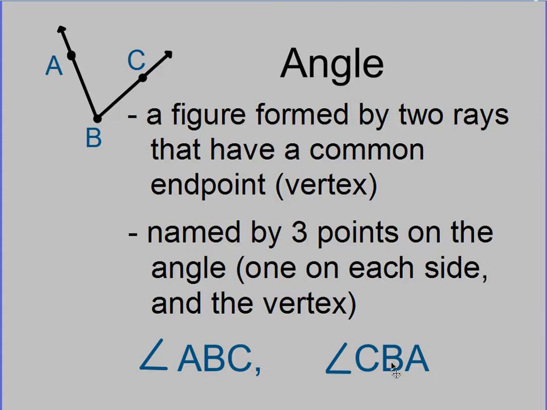always the middle letter. And sometimes when this angle is alone off in space, you'll see it only named for the vertex. Sometimes you'll see this called angle B. But that's rare because often you'll have other angles on the page that you have to consider.